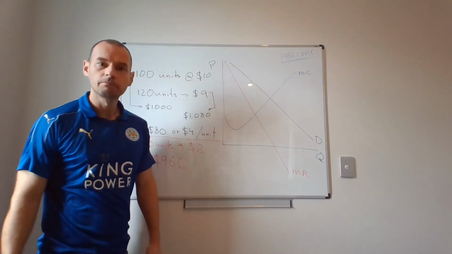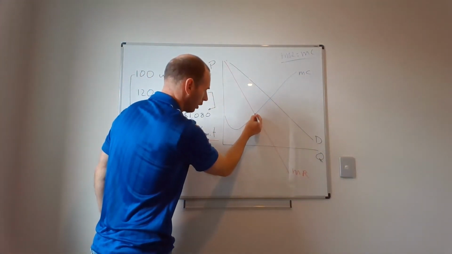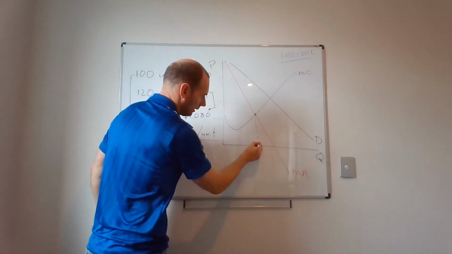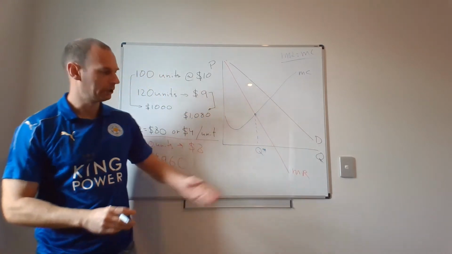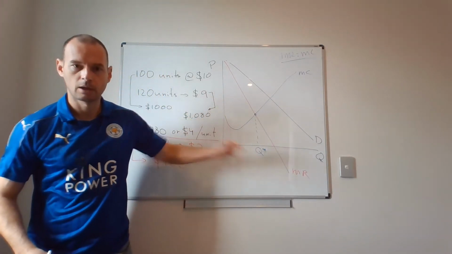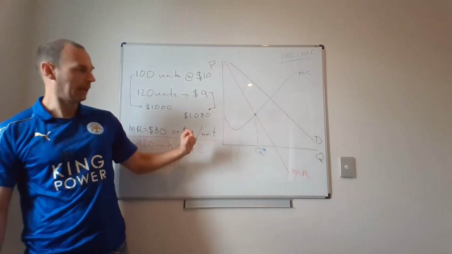Looks something like this. I look for the intersection. Here we go. That is my optimal quantity. Now, unfortunately, things aren't quite done just yet.